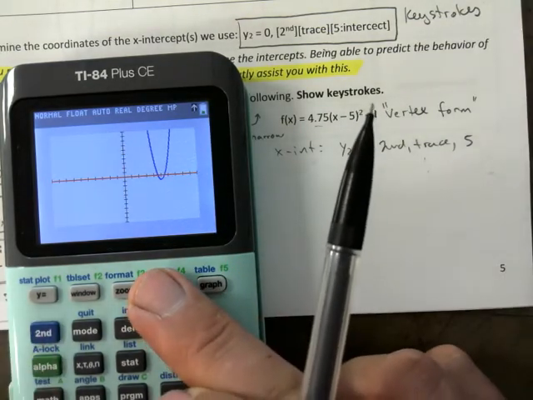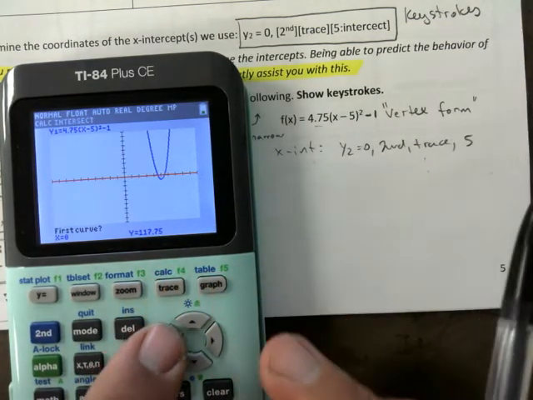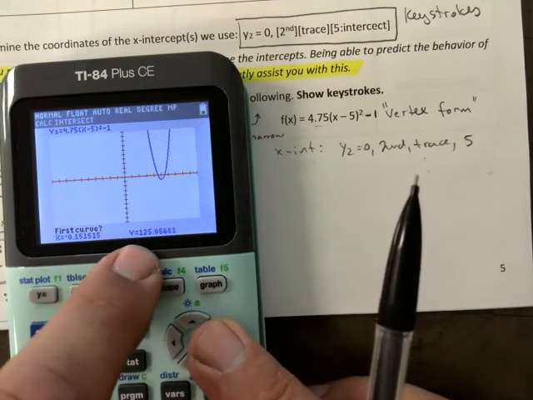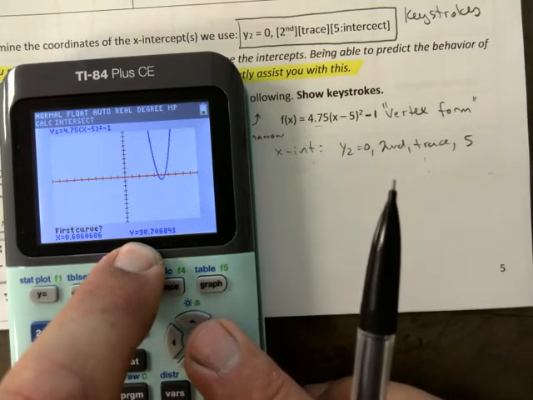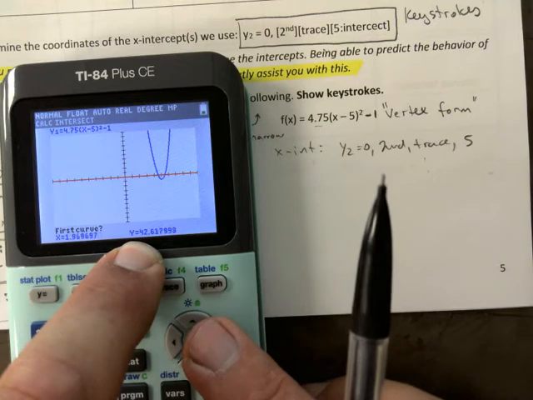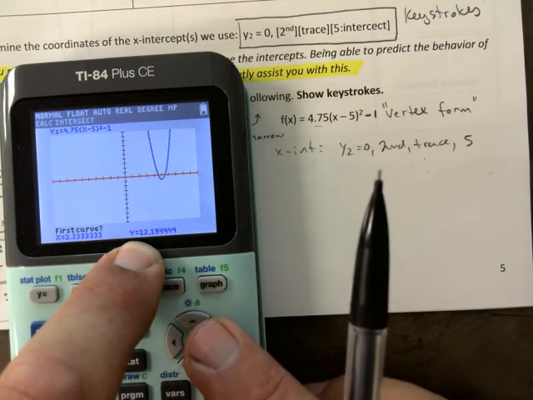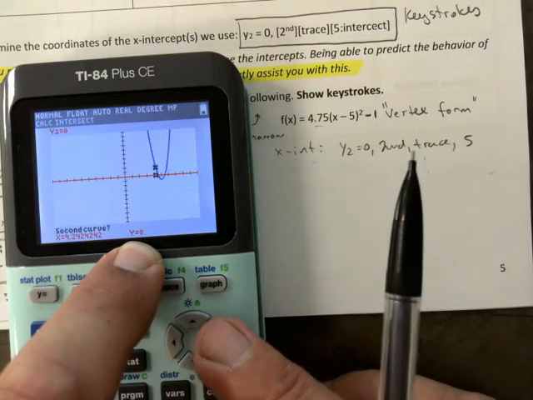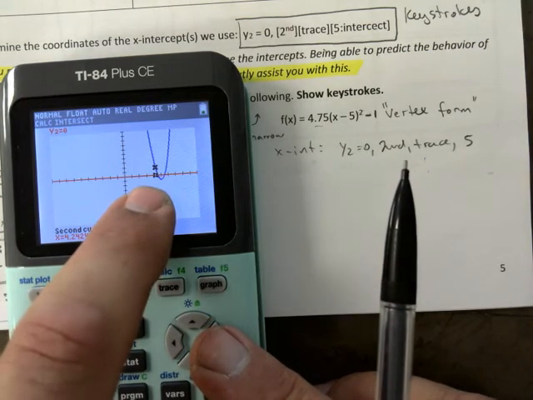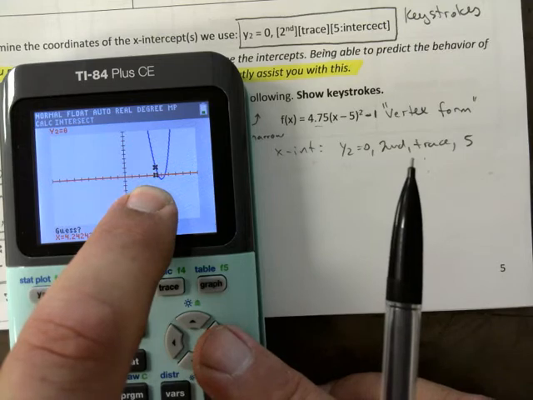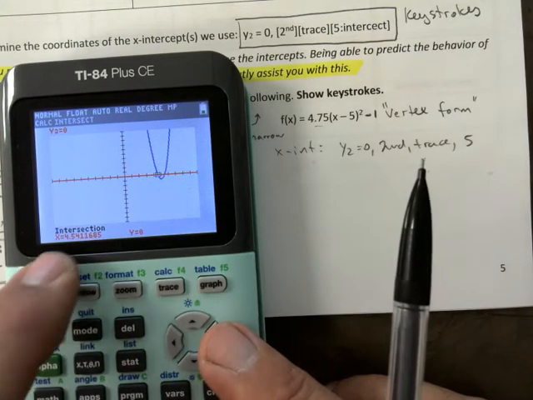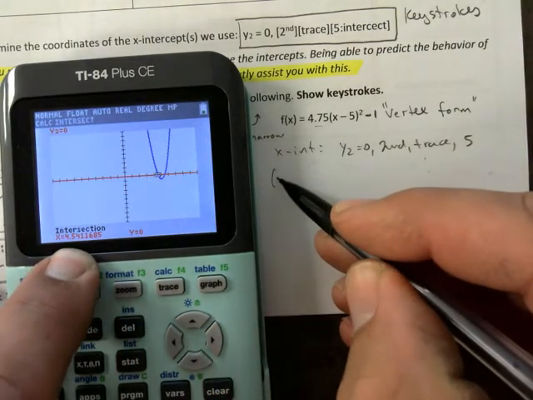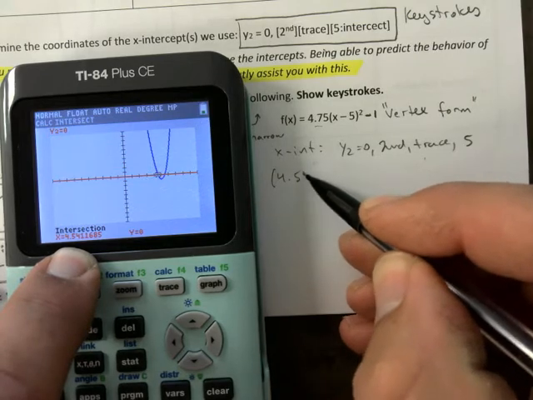So we're going to go second, trace 5. And again, my cursor is way up there. So watch, I'm going to go right arrow until you start seeing it. There you go. There it is, right? And I'm going to hit enter and see how it followed me on the second line. Enter, enter. So the first intersection is 4.540.